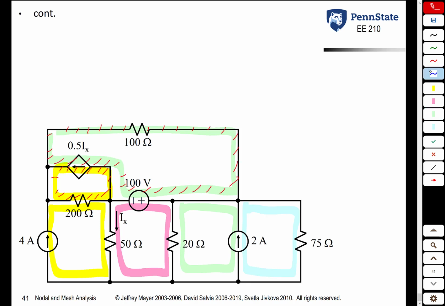Now we look at every mesh to see whether we know the current or not. That'll determine whether we have to create variables. The yellow mesh, do we know the current? Yes, we have an exterior branch current source. We know this current. It is 4 amps.